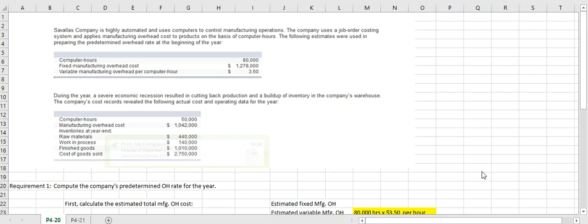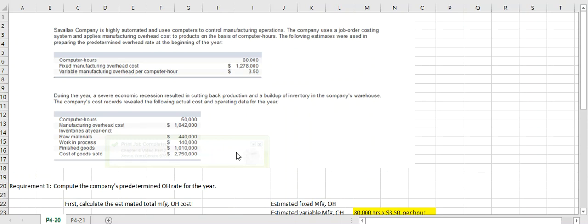Hi class. In this video we're going to look at a couple examples from chapter 4. So the first one we're going to look at is very much like P4-20 in your homework. Same basic problem, just different amounts that we're going to use. So I've got our information up here at the top.